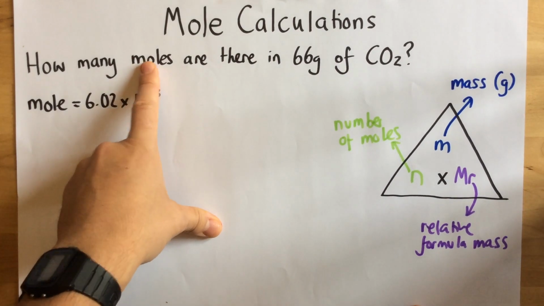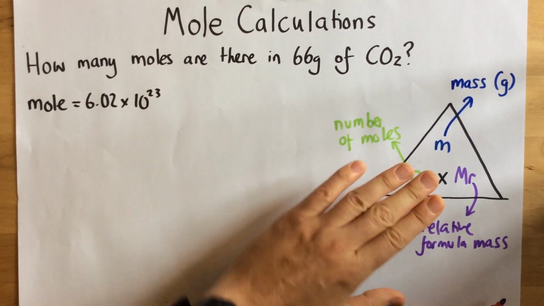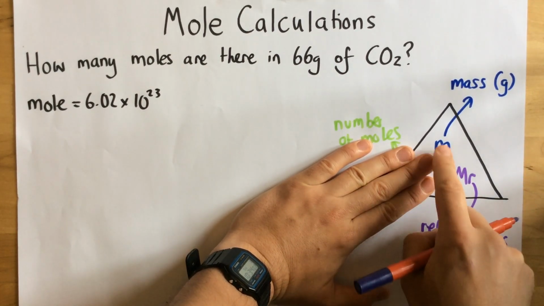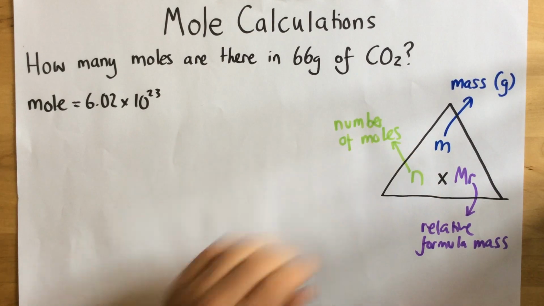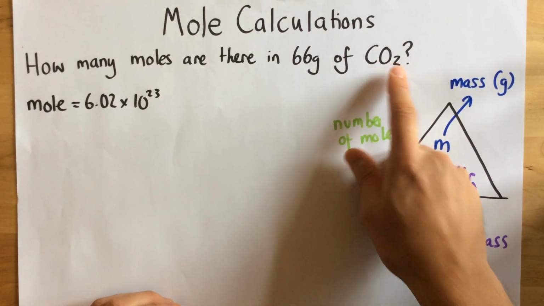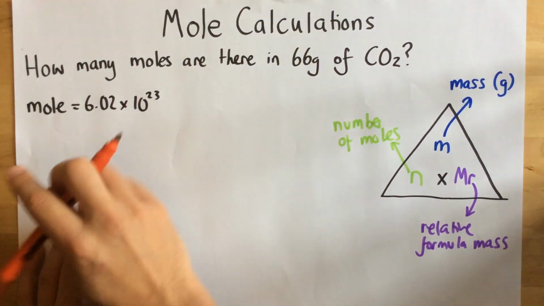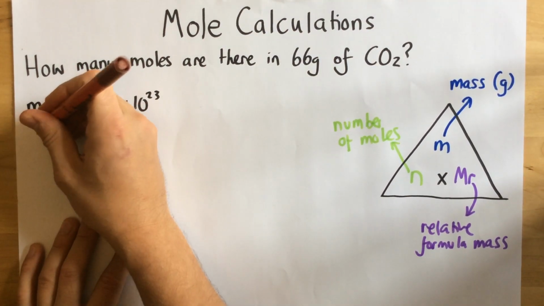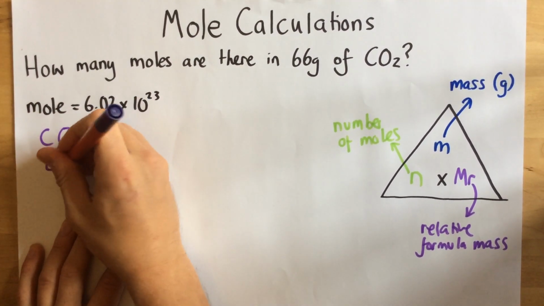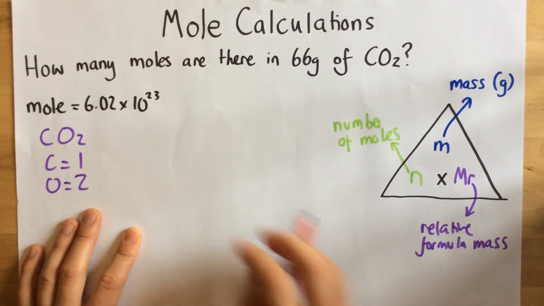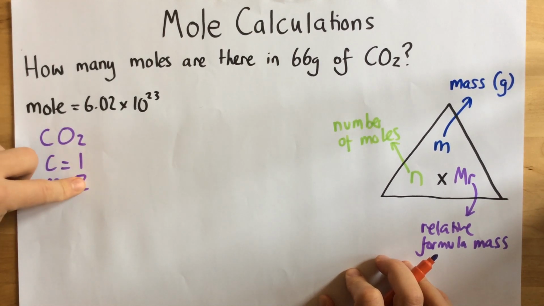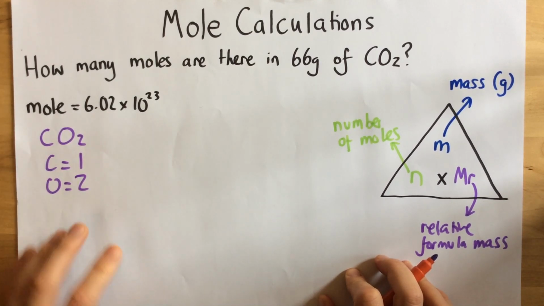If I'm looking to find the number of moles, to use this equation triangle, I'm going to cover up N, and I'm left with M over Mr. So M divided by Mr. Before I can do this, I've got to find the relative formula mass of carbon dioxide. So let's have a quick think. In CO2, I have one carbon atom and two oxygen atoms, so I need to find the total relative atomic mass of both of these elements and add them together.